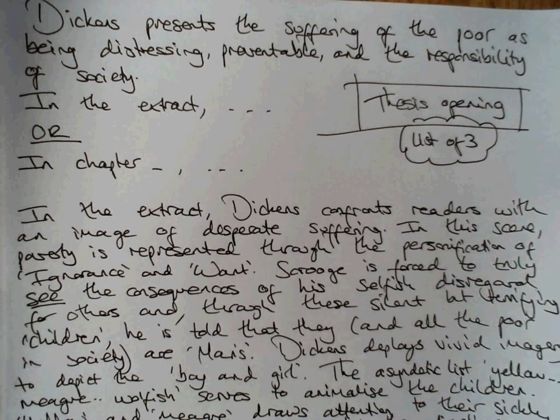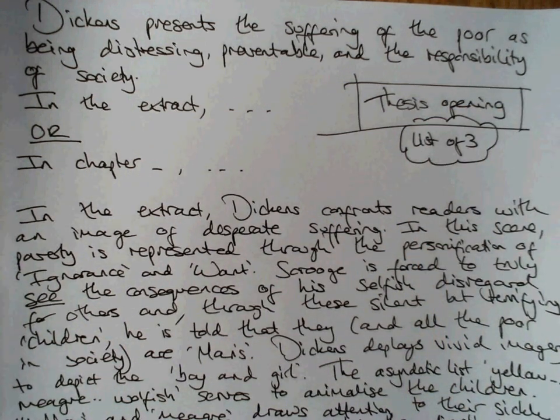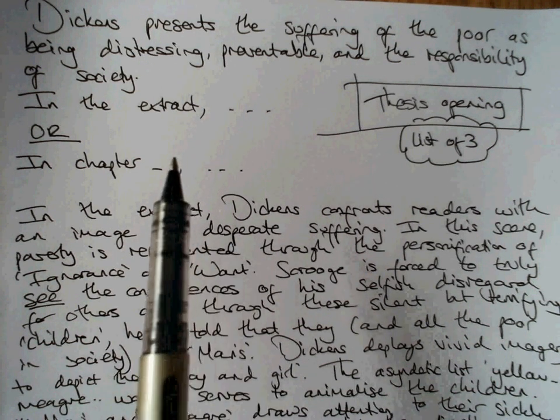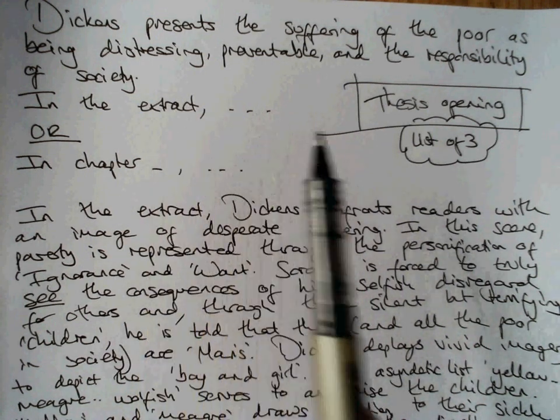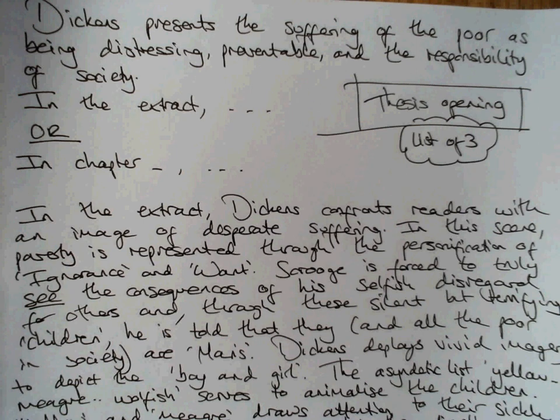So I'm engaging with the question straight away. Dickens presents the suffering of the poor as being distressing, preventable, and the responsibility of society. What I might try and do, actually thinking about that, is have as a line of argument the idea that often the suffering of the poor in A Christmas Carol is represented through children. So you could actually add on to this, and is often reflected in the lives of the most innocent and vulnerable in society, the children.